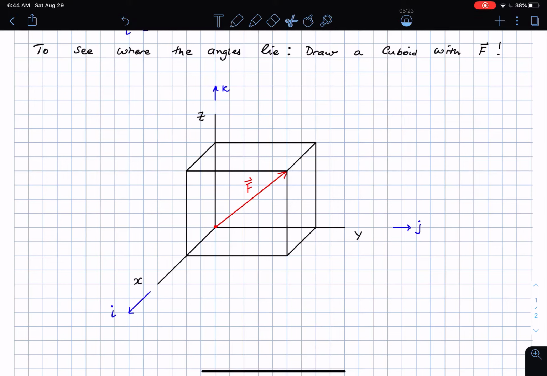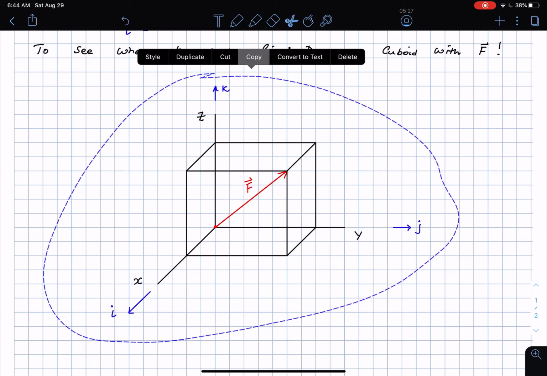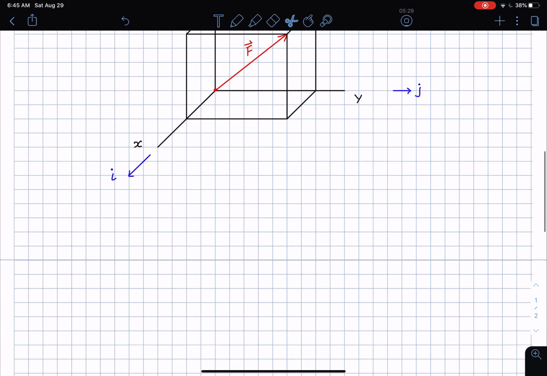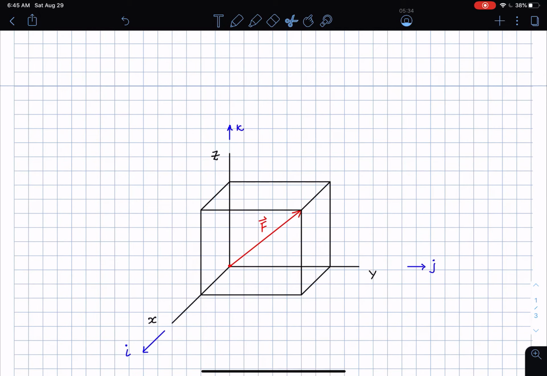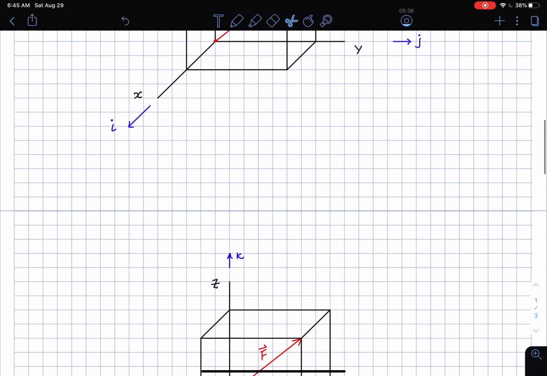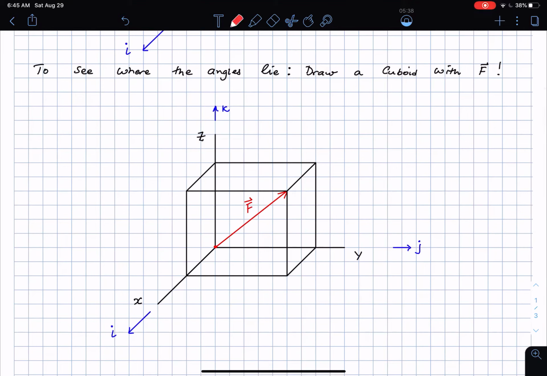Okay, and I'm going to copy this figure, and I'm going to draw it at least one more time. I'm going to copy that and paste it onto the next page, so that I'm going to be making use of it in a bit. Let me go back to my previous figure. Now here is what I'm going to do.